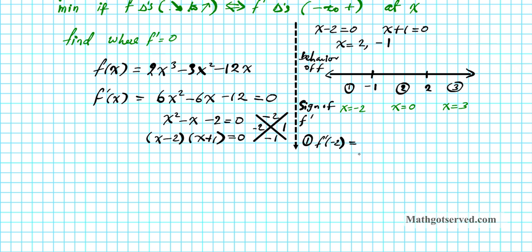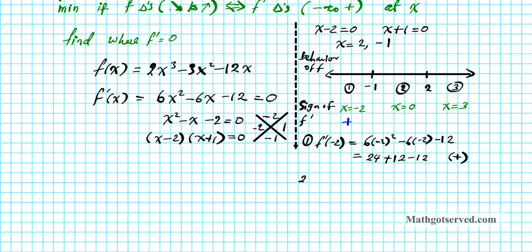We're going to have 6 times negative 2 squared minus 6 times negative 2 minus 12. Okay, so this becomes 24 plus 6 times 2 is 12 minus 12. So what we care about is the sign. So here it's positive, so we put a plus here. In this interval, the sign of f prime is positive. All right, let's move to interval 2.